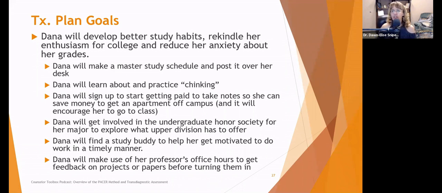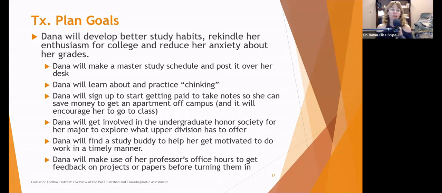Dana will sign up to start getting paid to take notes so she can save money to get an apartment off campus, and it will encourage her to go to class. She'll get involved in the undergraduate honor society for her major to explore what upper division has to offer.